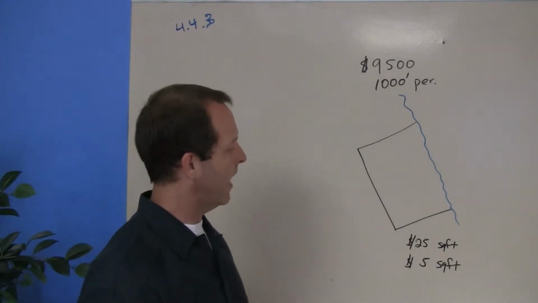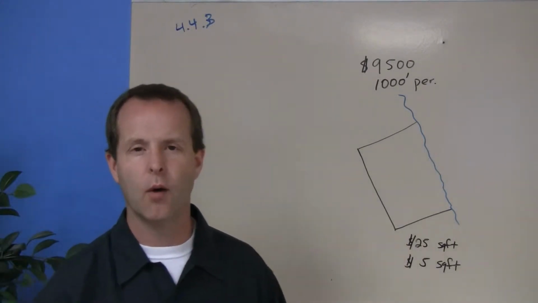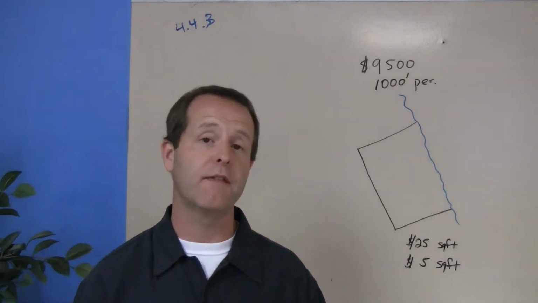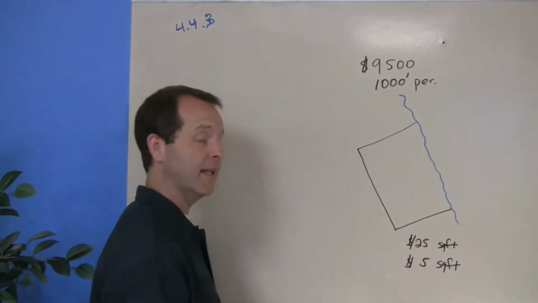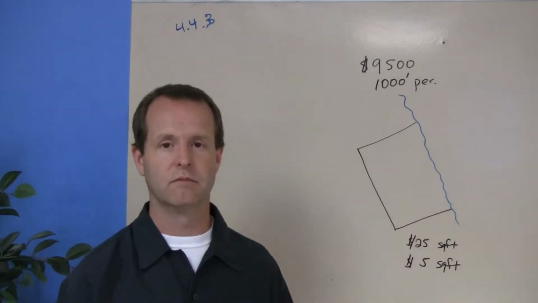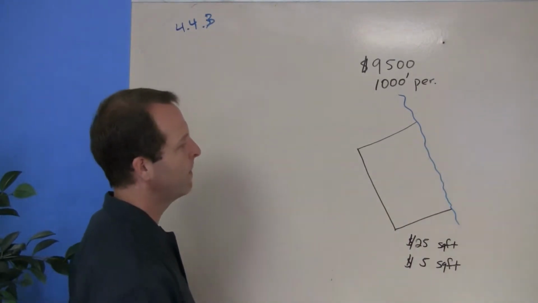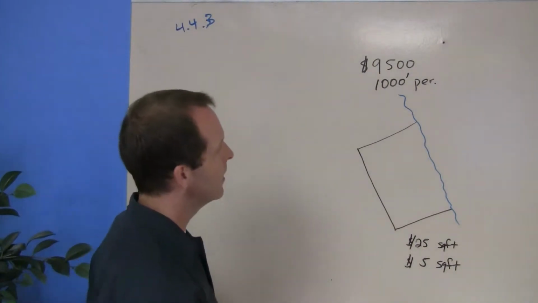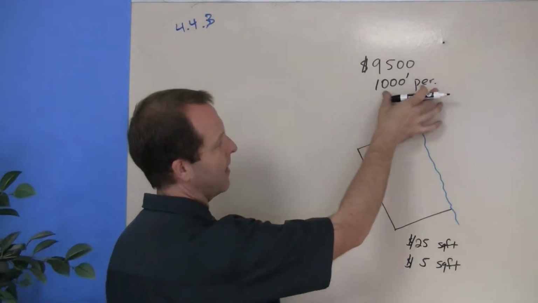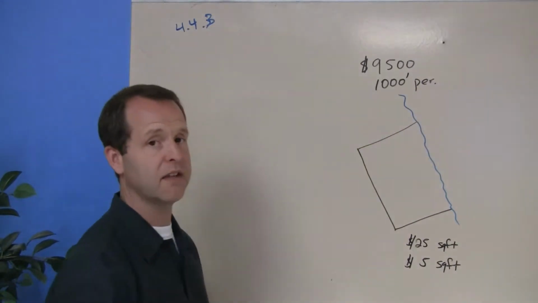Let's look at an application where I can use solving a system of equations to find out some information. Let's say, for example, that I was able to buy a piece of property fronting a river. Who wouldn't want something like that? And I want to fence it in as well. Let's say the perimeter of this property is 1,000 feet.